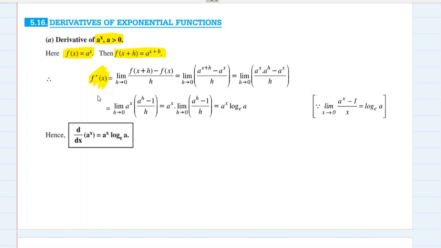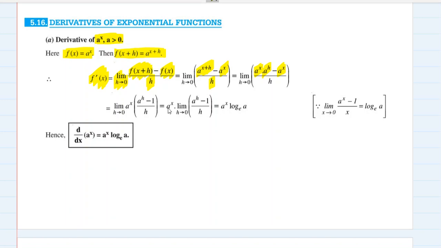What is the formula for first principles? F dash of x, that is derivative of f of x, is limit when h tends to 0 of f of x plus h minus f of x upon h. So f of x plus h is a raised to x plus h. So limit when h tends to 0 of a raised to x plus h minus a raised to x upon h. We can simplify this. We can write a raised to x plus h as a raised to x multiplied by a raised to h, minus a raised to x. We can take out a raised to x common. So it becomes a raised to h minus 1 upon h.